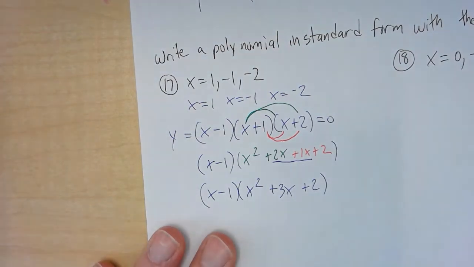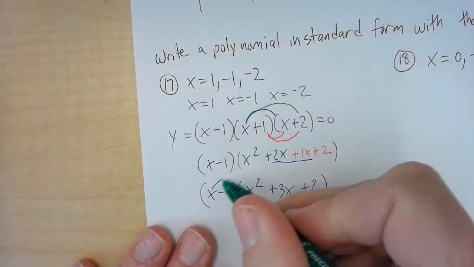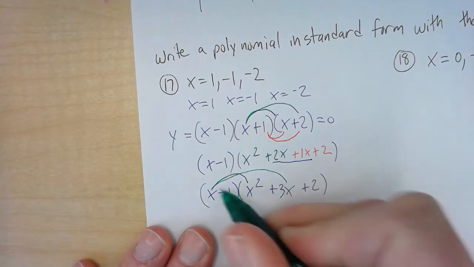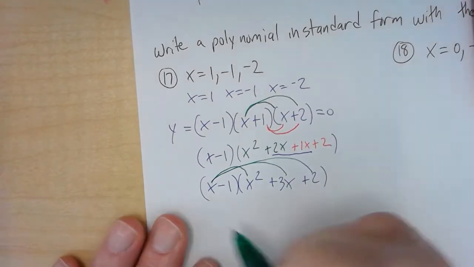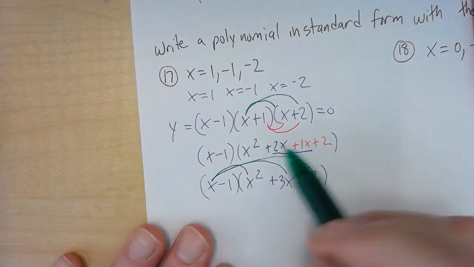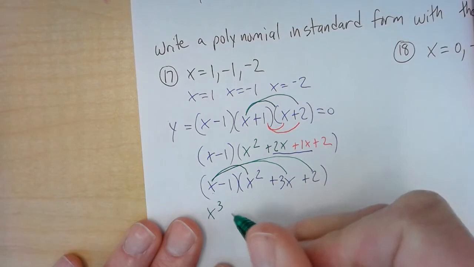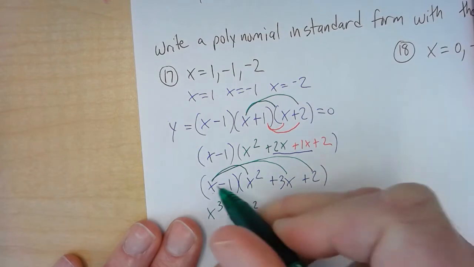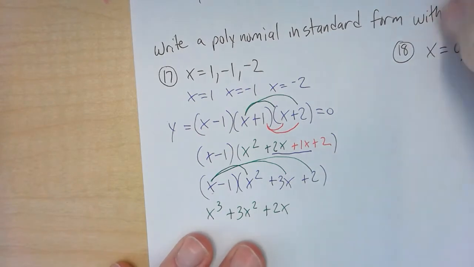Okay, now I'm going to do green again, or red and green again. Well, I'll do green first. So it's going to be this, and times that. So the green is first. So x, this is like fancy distributing. X times each one of those would be x cubed, 3x squared, 2x. Now I'm going to multiply everything by negative 1.